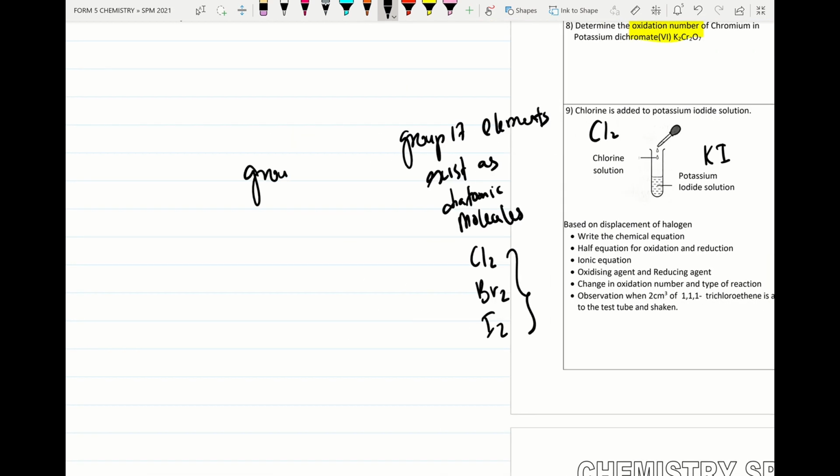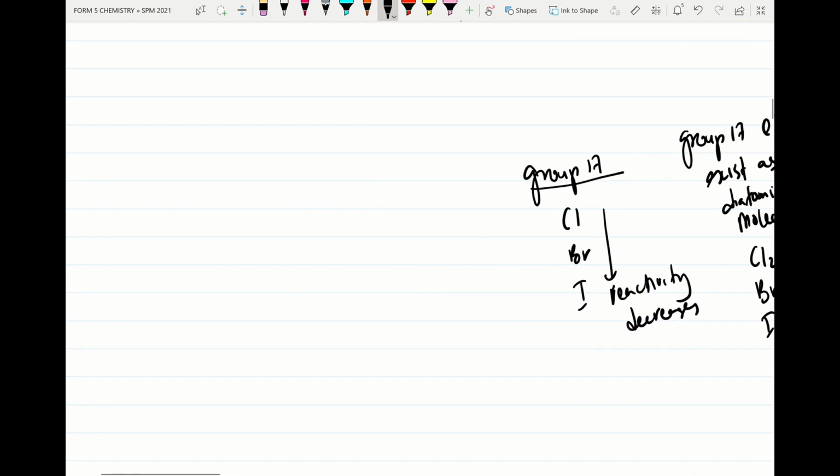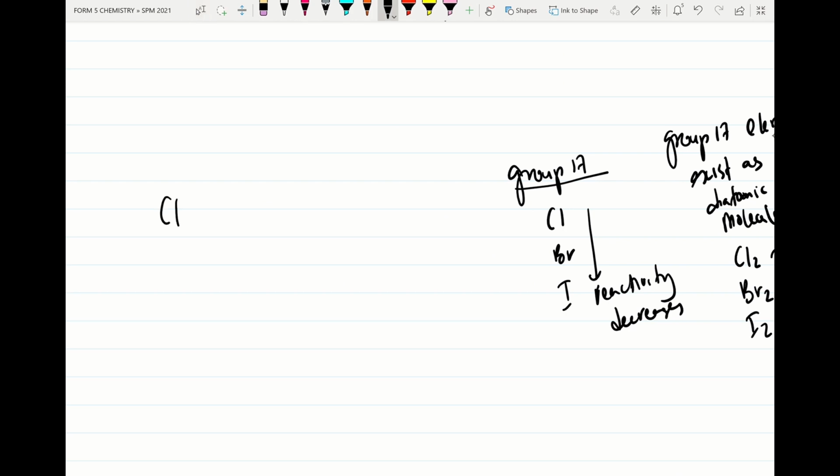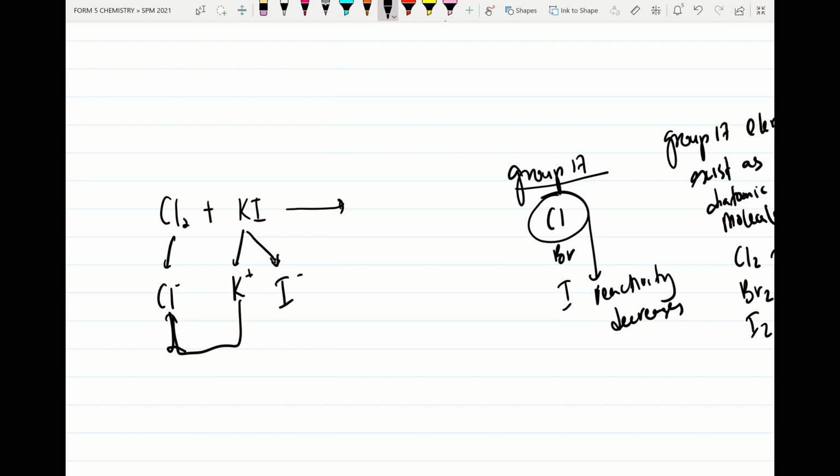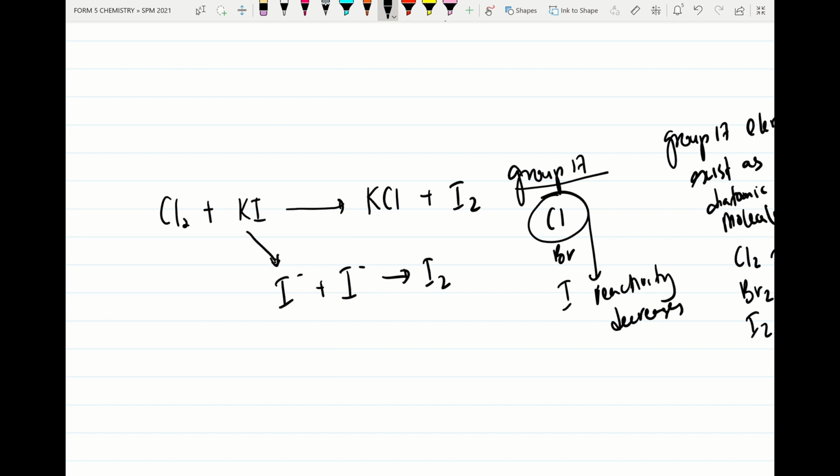And please remember, in group 17, going down the group, the reactivity will decrease. So displacement of halogen will occur when chlorine molecule reacts with potassium iodide solution. So we take out the chloride ion, we take out the potassium ion. Potassium ion acts as spectator ion. Alright, so we take out the iodide ion. So which one is more reactive? Okay, chlorine. So displacement will occur. So here we will get KCl. When iodide ion is single, we put another iodide ion, so we make it iodine molecule. So we put iodine molecule here.